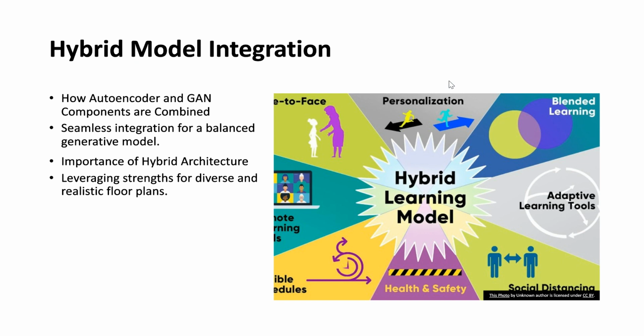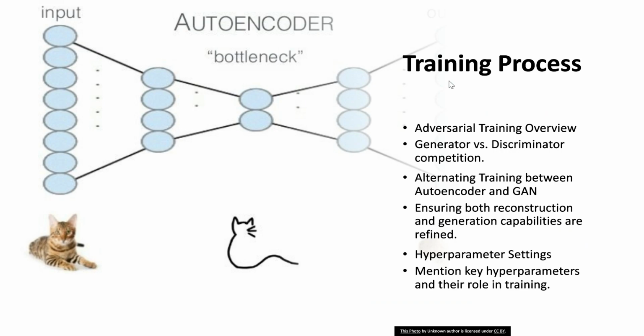Benefits of hybrid integration. This hybrid integration brings out the best of both worlds. The autoencoder ensures the generated floor plans maintain fidelity to the input data, reproducing the essential architectural features. Simultaneously, the GAN introduces creativity and diversity, allowing the model to generate floor plans that go beyond mere reconstructions. Why hybrid? The hybrid model leverages the strengths of both architectures. The autoencoder provides a solid foundation based on learned features, and the GAN adds the imaginative touch. Now, we have laid the foundation of our hybrid model. Let's dive into the training process.